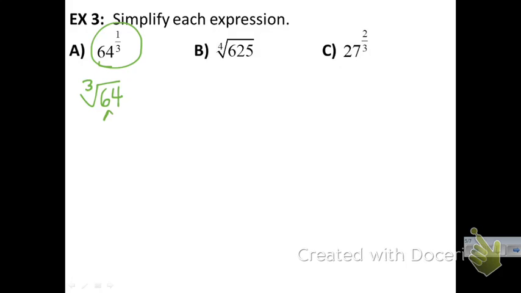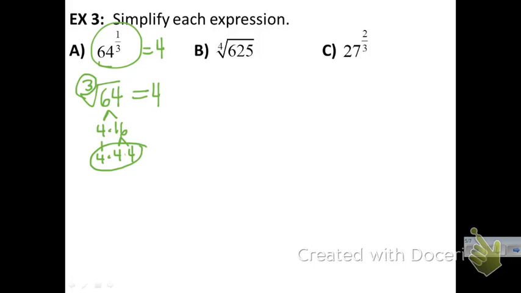Now 64 I know breaks down to 4 times 16, and then the 16 breaks down to 4 times 4. So you can see right here that we have 3 sets of 4s, and that's what the index is telling us, that we need 3 of the same number that multiply to give you 64. So this answer is 4, as is the answer above. And I don't care how you look at it or how you write it to solve it. Either way you write it, that's what that's asking you to do.